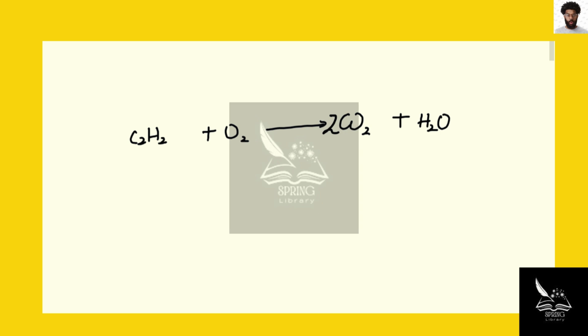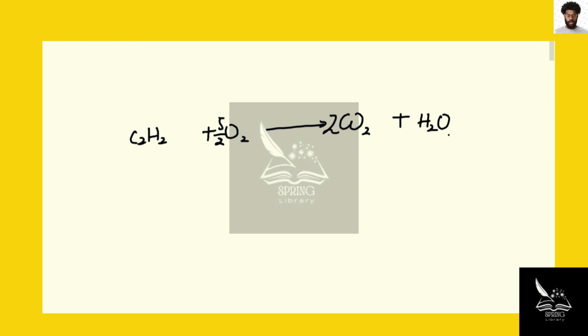And now we can count how many oxygens there are in the reaction. On the product side, there are 2 times 2 plus 1, so 5 oxygen atoms. So here, the oxygen should be 5 halves, right? Because you have to make sure all the elements have the same number. And now it's actually balanced.